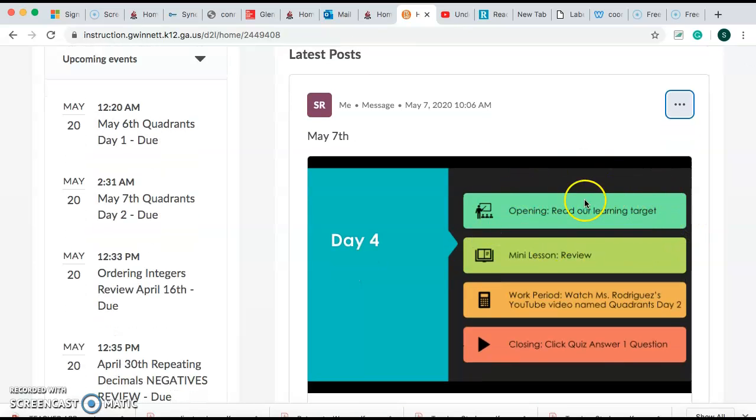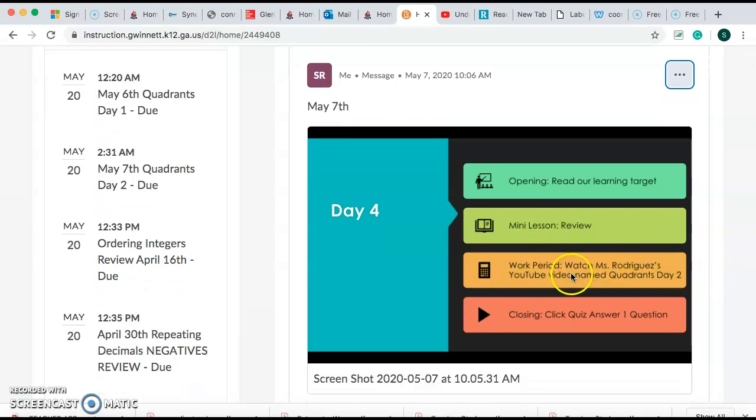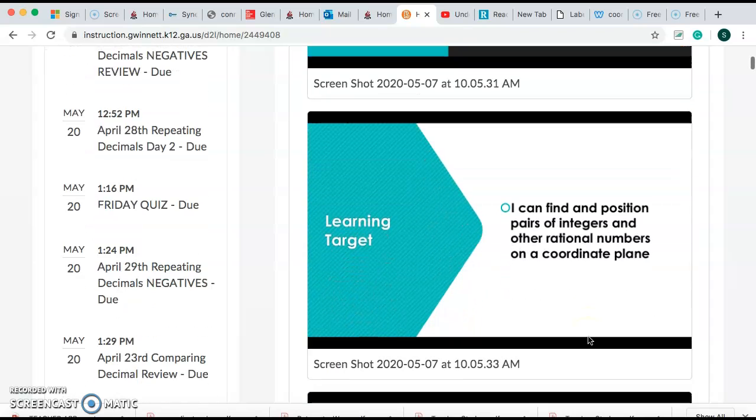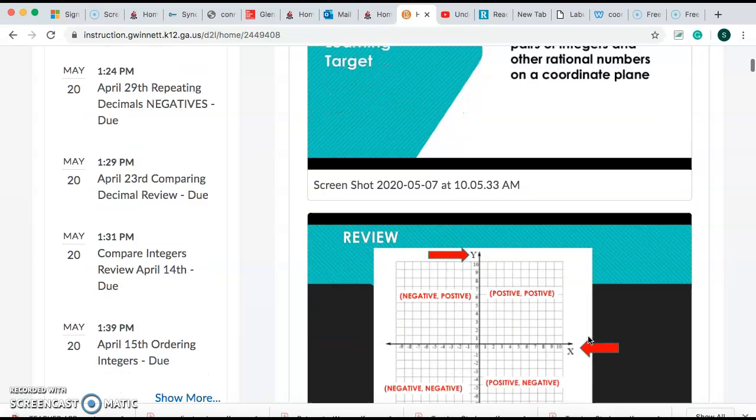For our opening, we're going to be reading our learning target. For our mini lesson, we're going to review what we learned yesterday. And for our work period, you're going to be watching this video and learning a little bit of new stuff today. And for our closing, you're going to take a one-question quiz. So, learning target: I can find and position pairs of integers and other rational numbers on a coordinate plane.